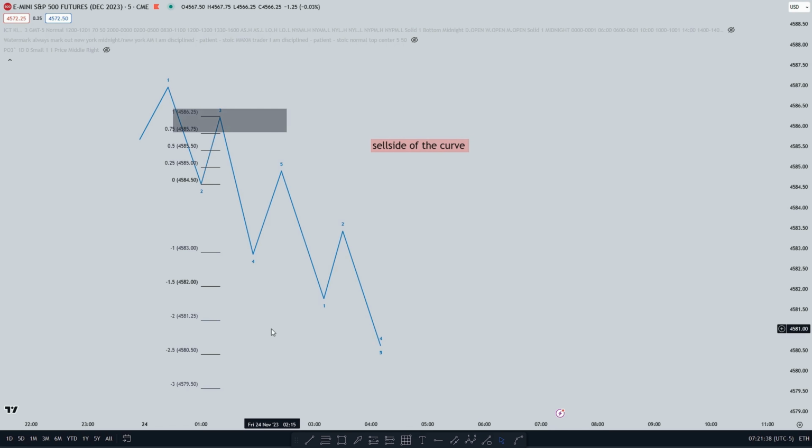So now we can go into the charts and see if we can find two ICT concepts that combine with each other.